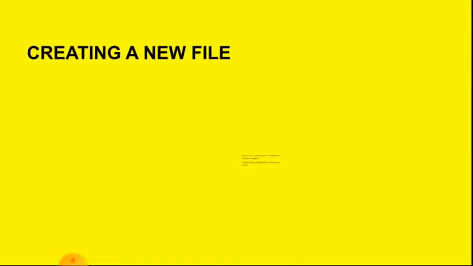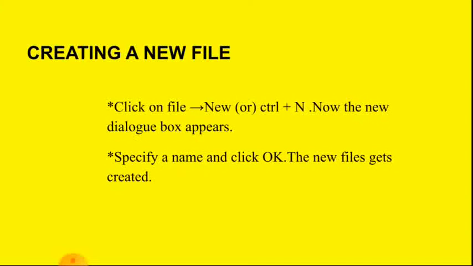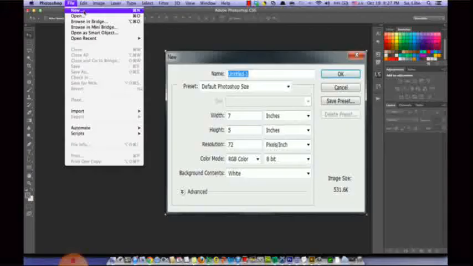Next is creating a new file. To create a file, click on File, New or Ctrl+N. Now the new dialog box appears. Specify a name and click OK. The new file gets created. Can you see? Click on File, New. Now the dialog box appears. Specify a name and click OK. The new file will get created.